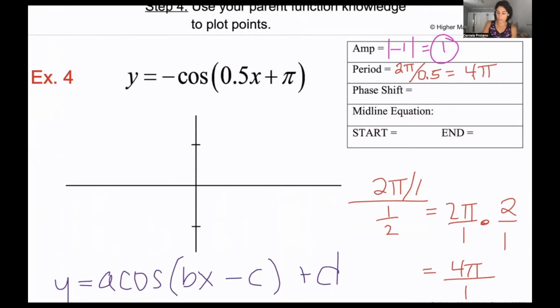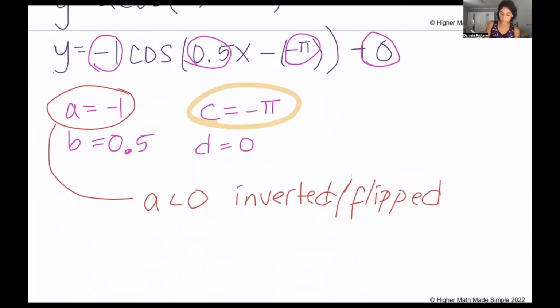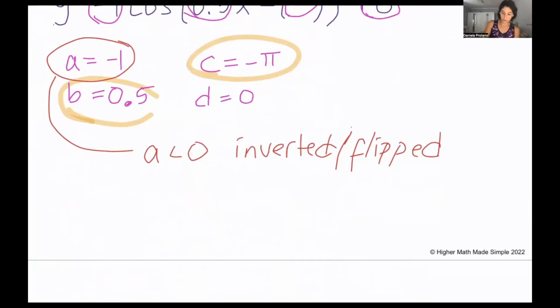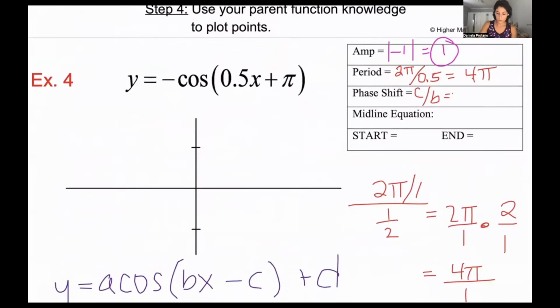Okay, the phase shift is, again, the c value divided by the b value. So c is negative pi divided by 0.5. Negative pi divided by, again, 0.5 could be written as 1/2. And when we do the keep change flip, negative pi really has a denominator of 1. Flip 1/2, so it becomes 2 over 1. So that becomes negative 2 pi. Okay, so the phase shift is negative 2 pi.